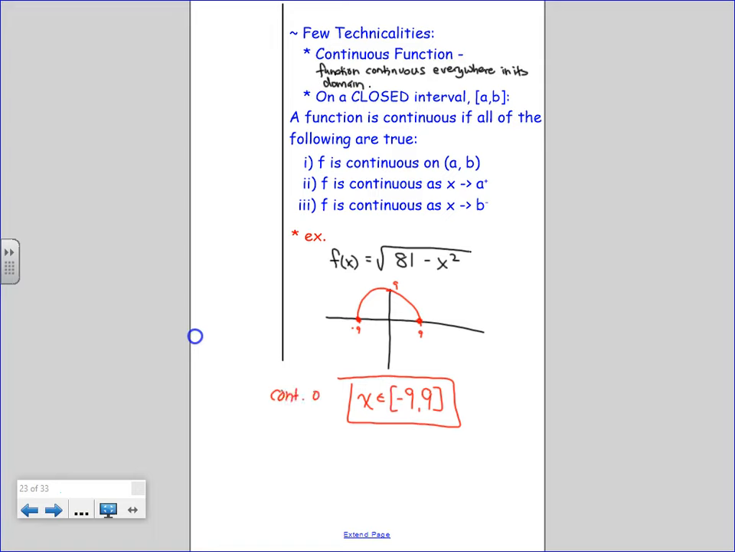Is it open or closed? Closed. So we can state a function is continuous on a closed interval as long as it's continuous in between, and it's continuous from above the left endpoint and below the right endpoint. As long as the function is continuous in between, check. It's continuous as I only come from the right, check, and as I only come from the left, check, then I can go ahead and make this statement. Just something quick so that we can have the technicality down.